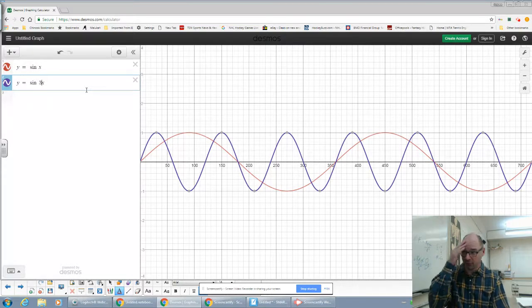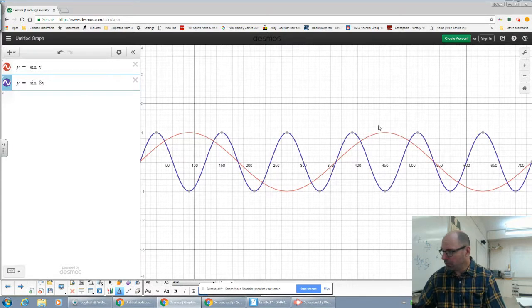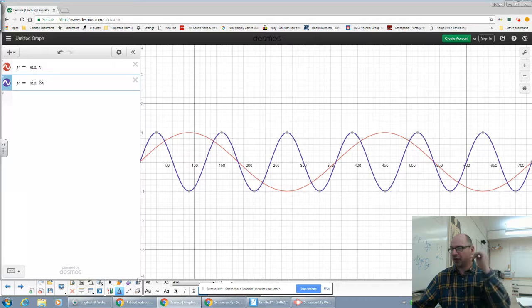Okay, what has happened here? In one period, there are 2 periods here for the red graph. Let's count: 1, 2, 3, 4, 5, 6 periods rather than 2. So it has tripled the number of bumps, or made each one 1/3 as big.